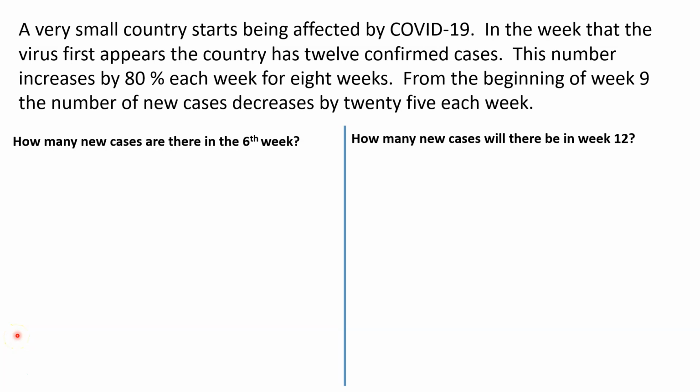Alright, so we're going to look at a fictional example here. It's just like a practice question before you go on to practice your own. A very small country starts off being affected by COVID-19. In the week the virus first appears, the country has 12 confirmed cases. This number increases by 80% each week for 8 weeks. Then from the beginning of week 9, the number of new cases decreases by 25 cases each week.